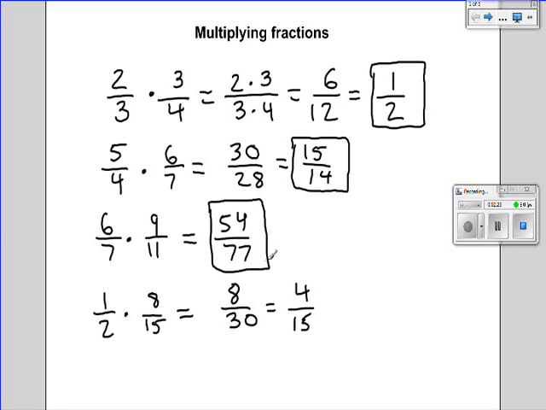And a short little trick you can know to reduce: when you're multiplying, if any number on the top has anything in common with the bottom, like 2 and 8 both have 2 going into them, then you know you're going to reduce at the end by a factor of 2. Same thing here, 4 and 6, 2 goes into both of those, so you're going to reduce by 2. Here, 3 and 3, so you're going to reduce by 3, and also 2 and 4, so 2. So 3 and 2 would be 6, so we reduce by 6.